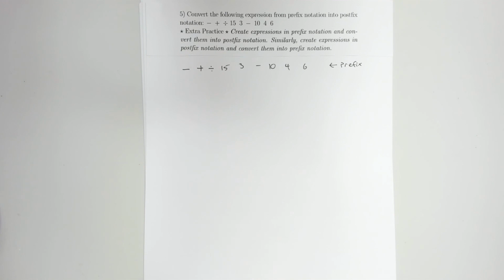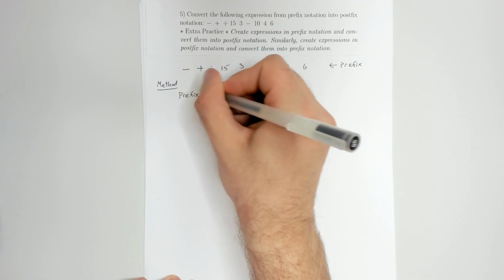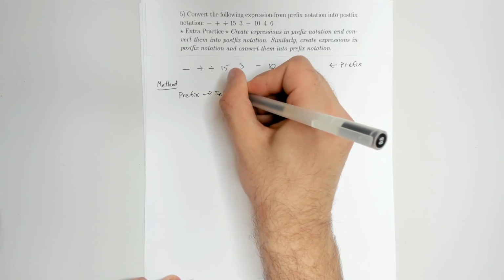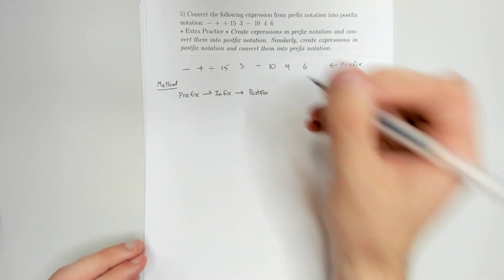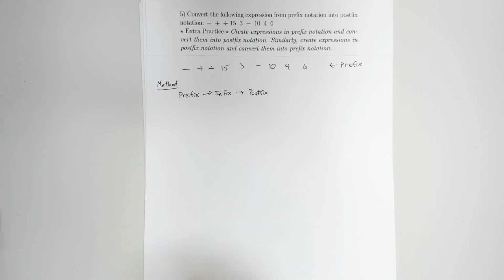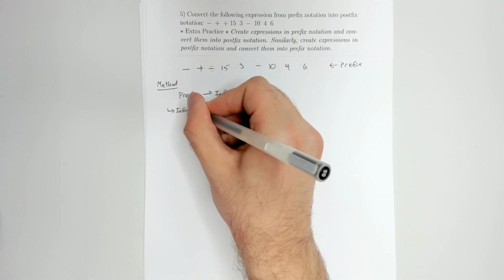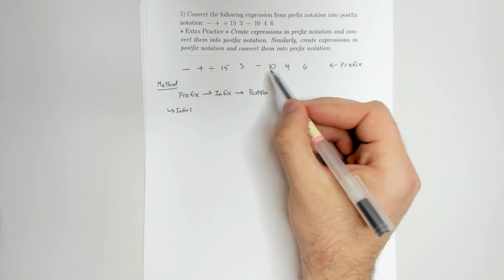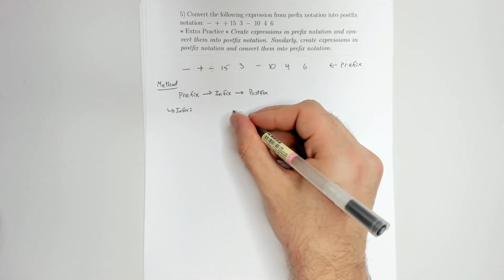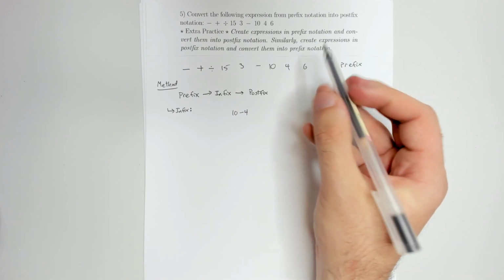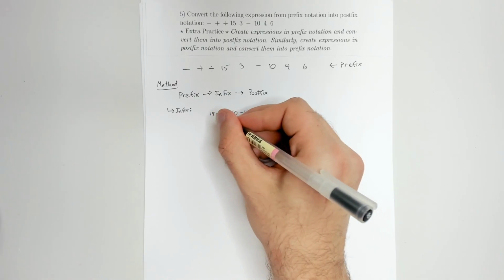There's a couple ways we can do it. So method 1 would be basically take prefix and convert it into infix, and then take infix and convert it into postfix. Okay, so let's start with that. So converting into infix first. We start with doing a 10 minus 4, the subtraction applying to the 10 and 4. So we'll have 10 minus 4. And then we also have 15 divided by 3. So we'll write that down as well.